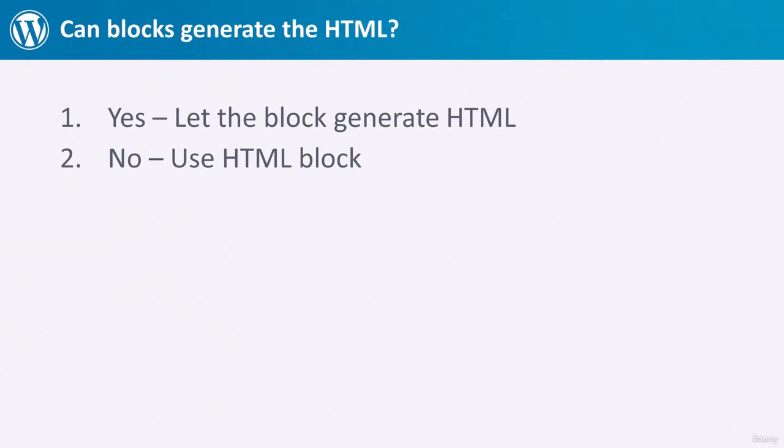During this section, we're going to ask ourselves a single question. Can the block generate the same HTML as our static template? If it can, we will let the block generate the HTML. Otherwise, we'll use an HTML block. Keep in mind, WordPress's HTML may not always match our static template's HTML. However, as long as we can achieve a similar look, we can consider it a success. In some cases, the result may be unacceptable. In these cases, we will need to resort to custom block development, a topic we will get into in a future section.